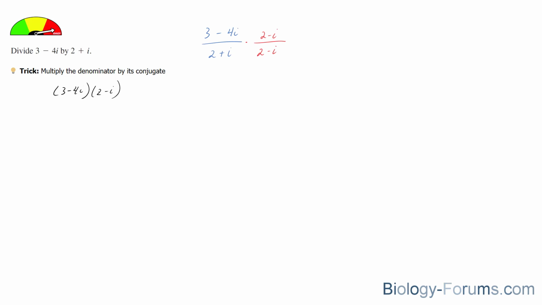3 times 2, and essentially what we're doing here is we're expanding, is equal to 6. 3 times negative i is equal to negative 3i. Negative 4i times 2 is equal to negative 8i. And negative 4i times negative i is equal to positive 4i squared. Recall that these two terms are like terms, and so we'll simplify them for the next step. 6 minus 11i plus 4 times i squared is the same thing as saying 4 times negative 1.